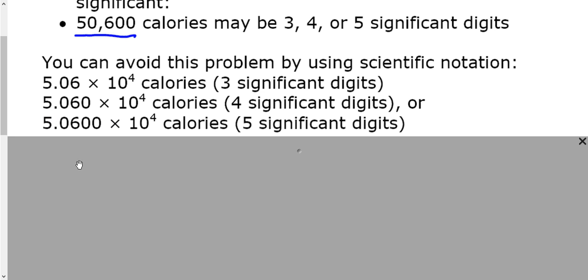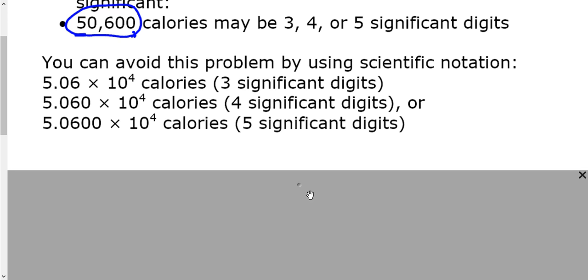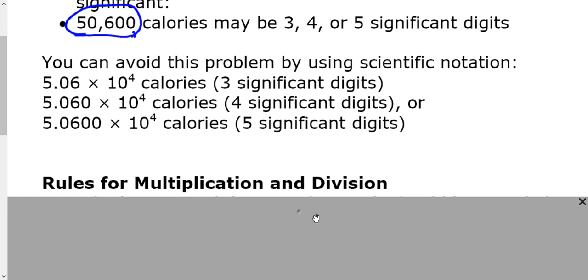So looking at the number above, when you see 50,600, without any information about the accuracy, it could be 3, 4, or 5. But if you did want to represent some accuracy, just put the number in scientific notation. It makes it a lot easier. Now, those are some of the most important rules that we're going to see.